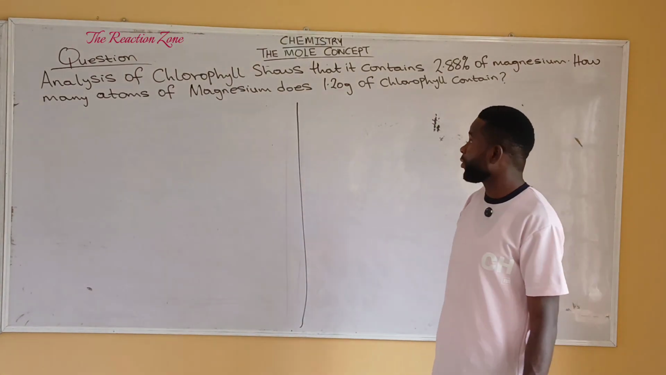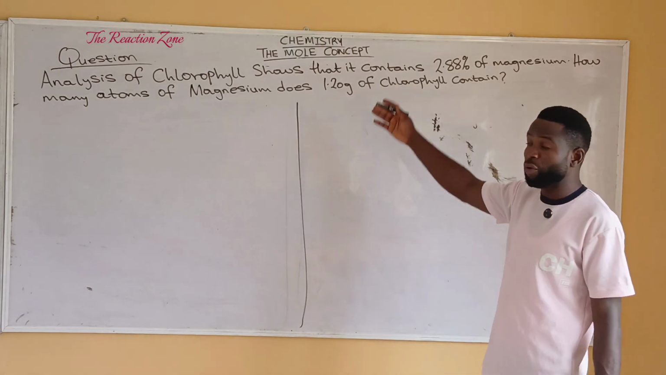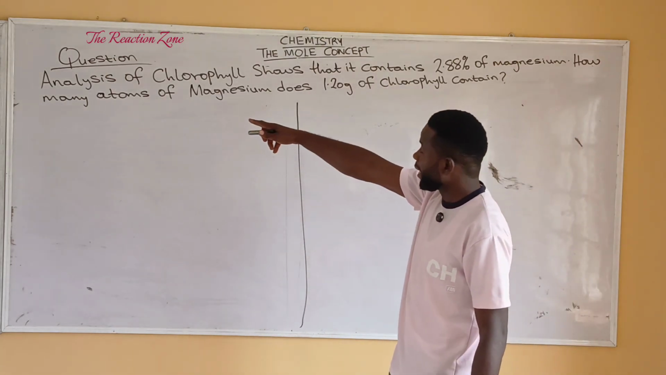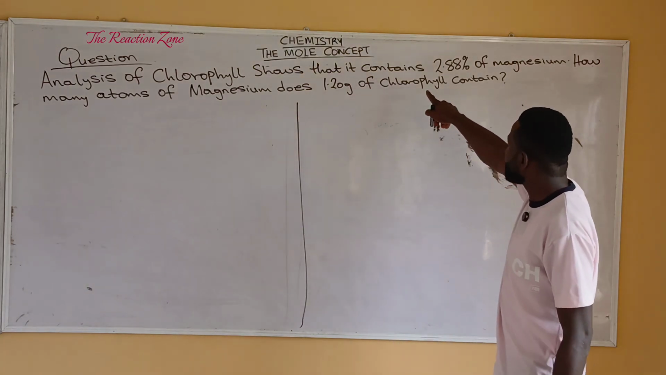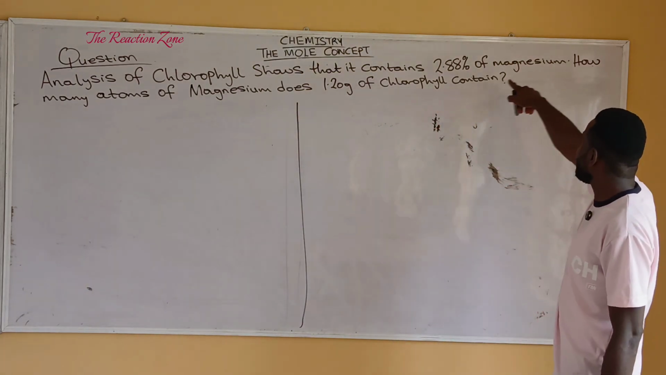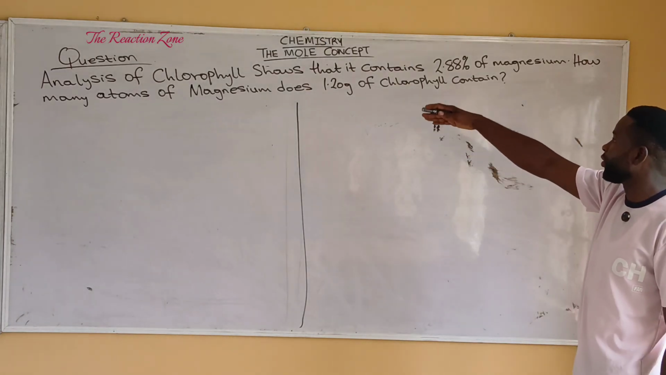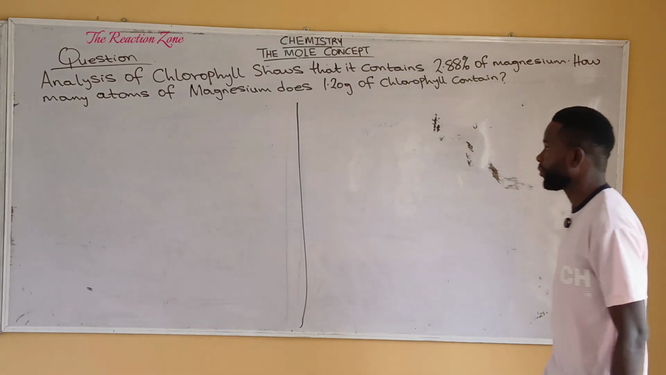In today's class, we're going to be looking at another question that involves the use of the mole concept. And the question is as follows. Analysis of chlorophyll shows that it contains 2.88% of magnesium. How many atoms of magnesium does 1.20 gram of chlorophyll contain?